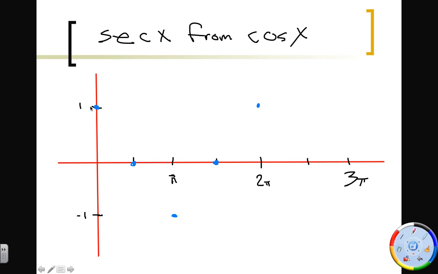And again, don't bother putting this in there because it's actually not part of my secant graph. But what I want to do is I want to say, oh, look, it crosses the x-axis here, which means that's an asymptote.